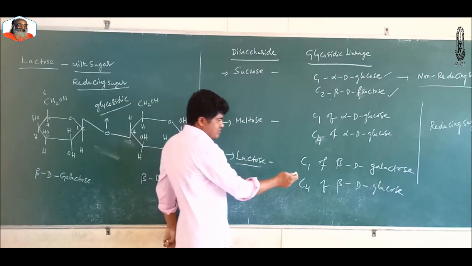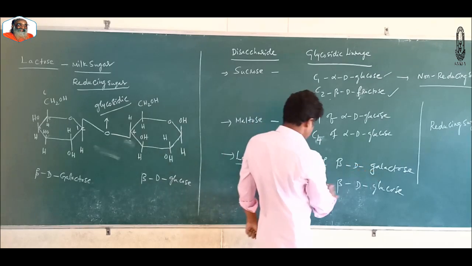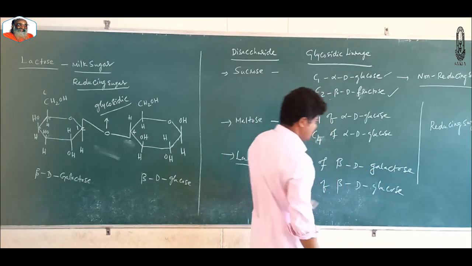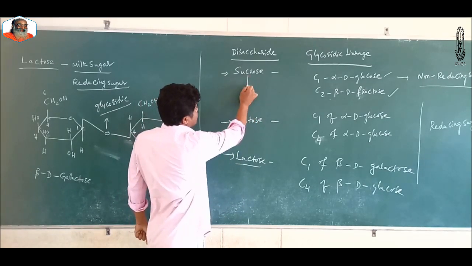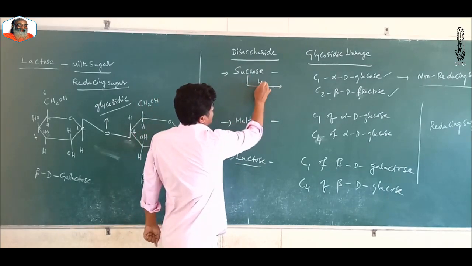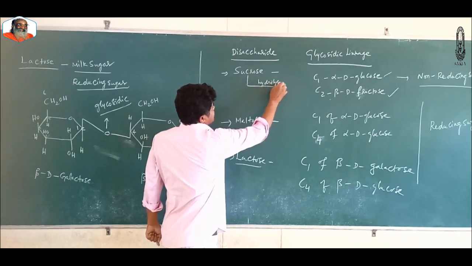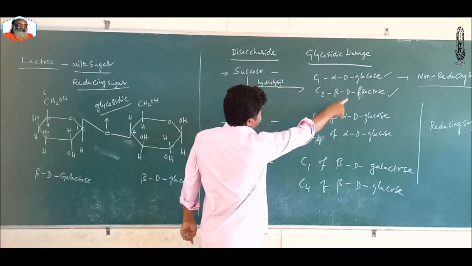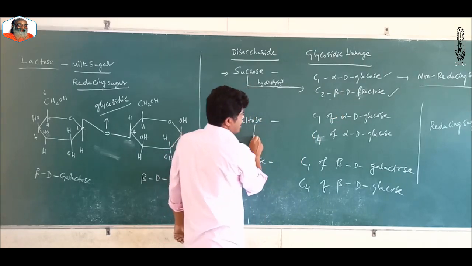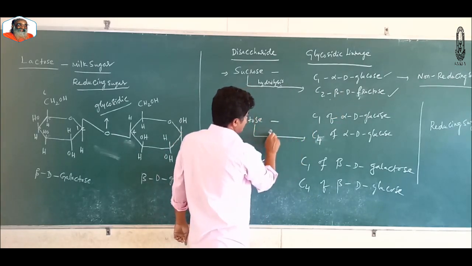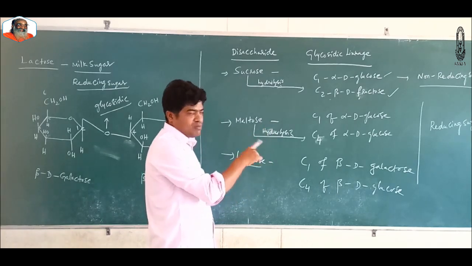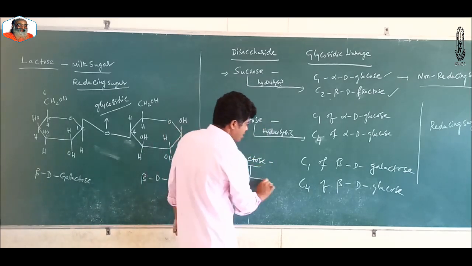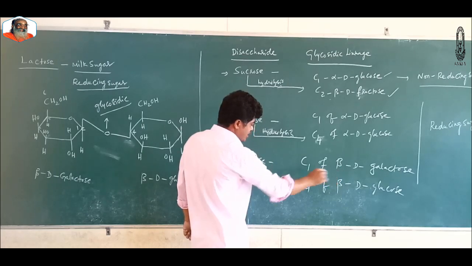In lactose, where is the glycosidic linkage formed? C1 of beta D galactose, C4 of beta D glucose. It is also a reducing sugar. So sucrose on hydrolysis gives alpha D glucose and beta D fructose. Maltose on hydrolysis gives 2 units of alpha D glucose, both of the same molecule. Lactose on hydrolysis gives beta D galactose and beta D glucose.